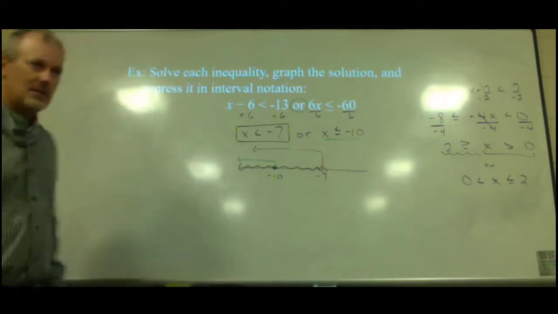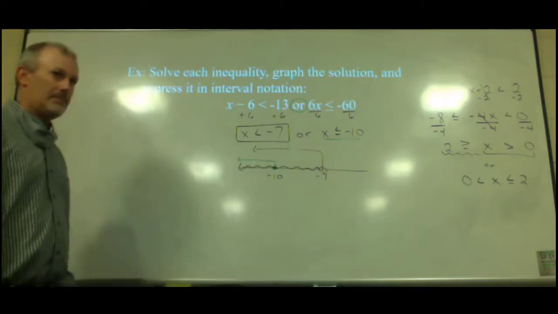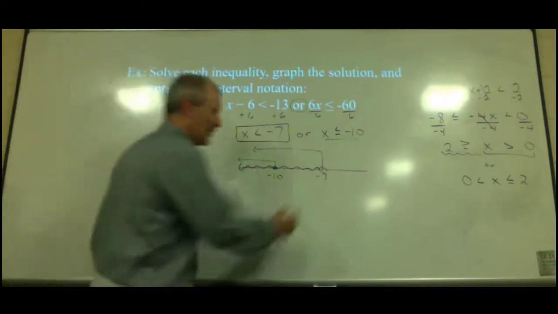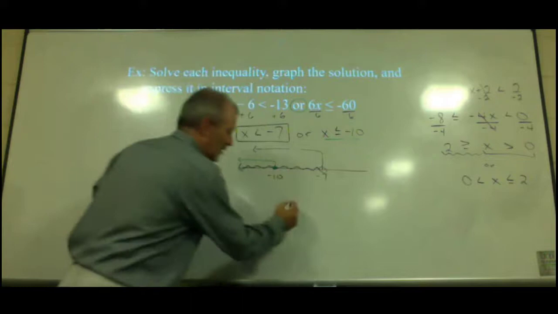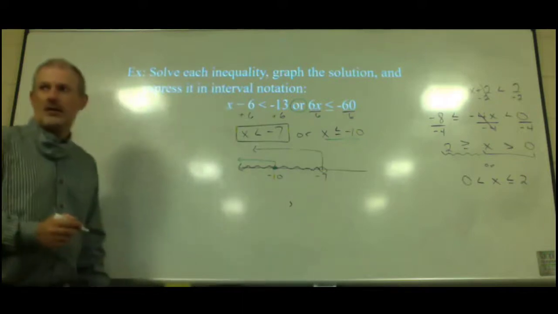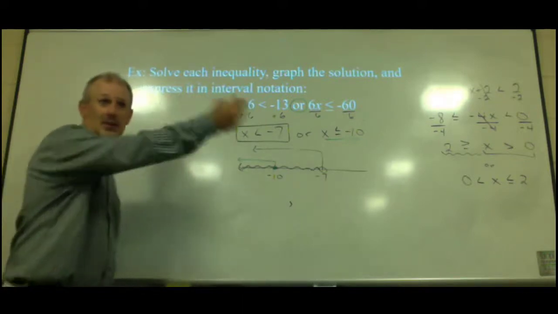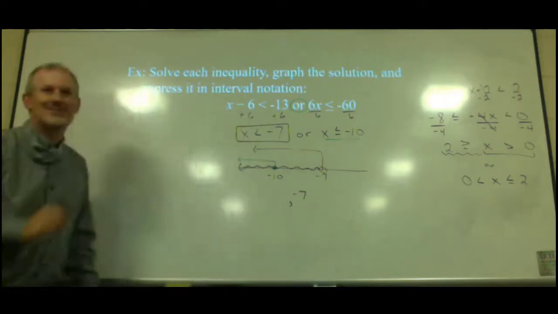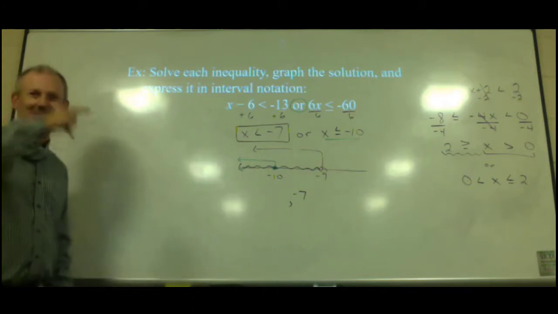The arrow points to the left, so I put the arrow on. Now, how would we do this in interval notation? If it starts here and goes this way, at -7, is that the upper boundary or lower boundary? Upper, yep. It's the one on the right.